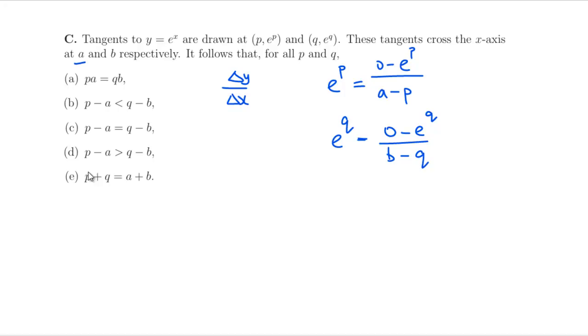So we can get rid of that and that to make these both 1s. And, well, minus 1 there. Get rid of that and get rid of that. So we're going to have that a minus p is equal to b minus q. Is that one of our options? A minus p is b minus q. Oh, yeah, it's just written backwards. It's C.